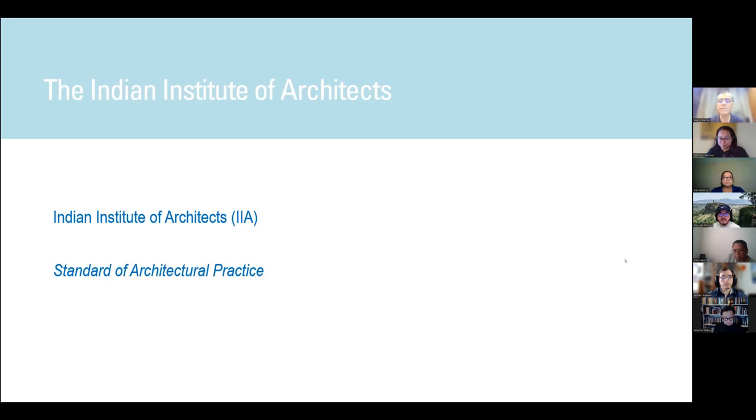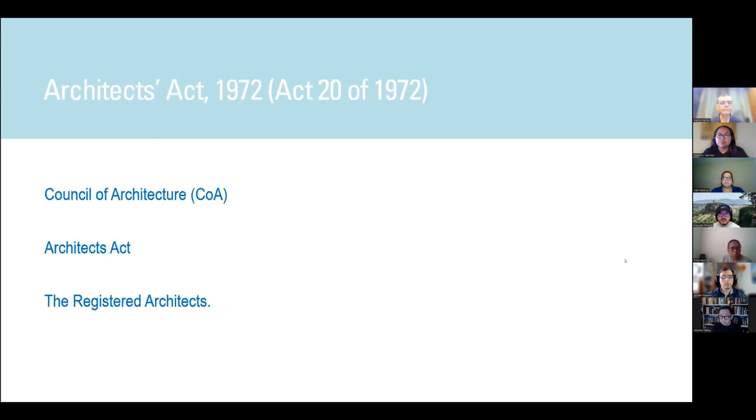During this time, architecture education and practice were limited to what we call the presidencies, which are Bombay, Madras, Kolkata, and Delhi, four large metros. Other states were really not in the fold of architectural practice or architectural education. Then in 1972, I'm just going away from the independence of 47.